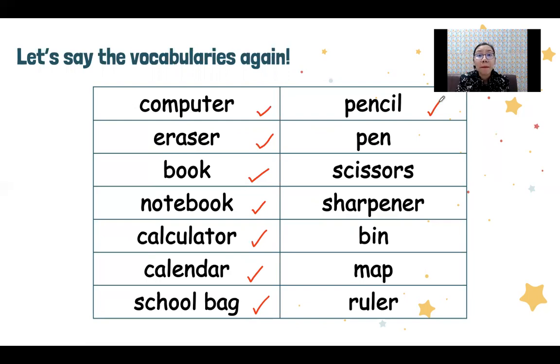Next, pencil. One more time. Pencil. Next, pen. Next, scissors. Scissors. Sharpener. Next, bin. Next, map. Map. And ruler. Remember to say it: ru, and then ler. Ruler. Ruler. Don't forget, ruler.